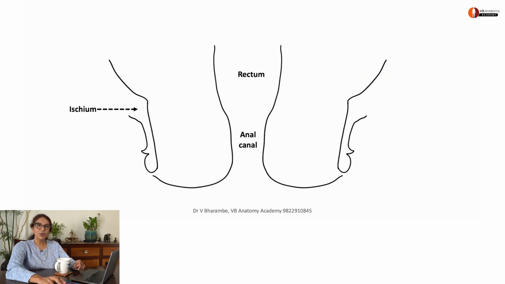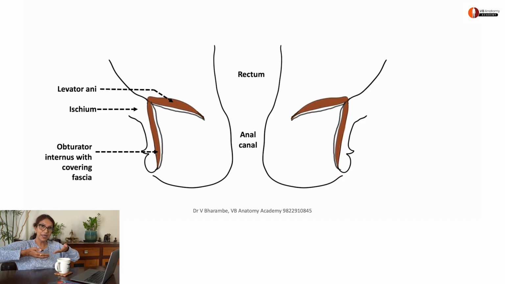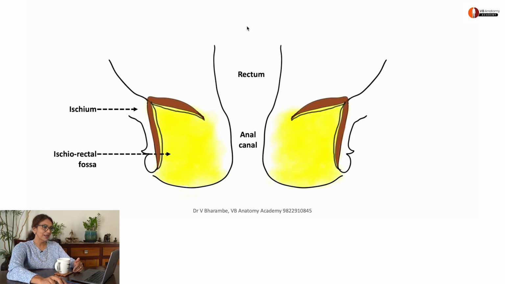So now let's see if you can draw the rectum and anal canal, and on the side here are the ischial walls, lined by the obturator internus covered by fascia. Here's the levator ani now coming in, forming the pelvic diaphragm through which the rectum is passing. On either side, the rectum and anal canal are supported by the ischiorectal fossae.